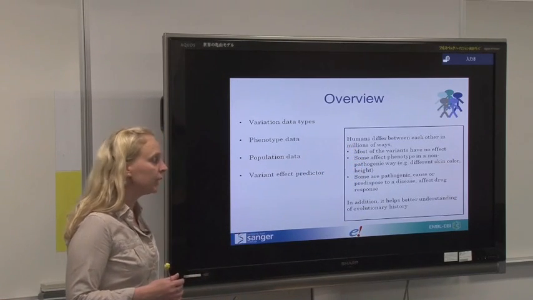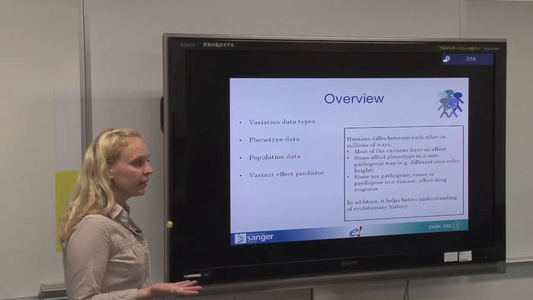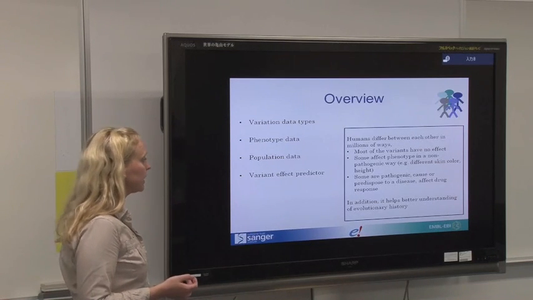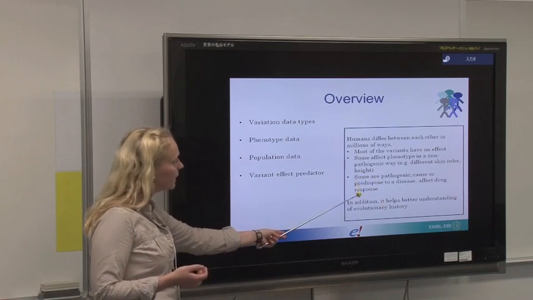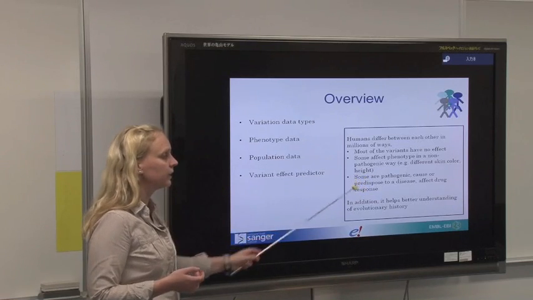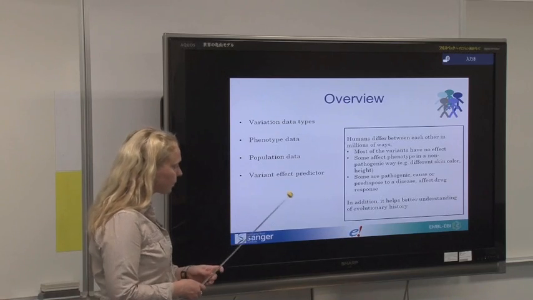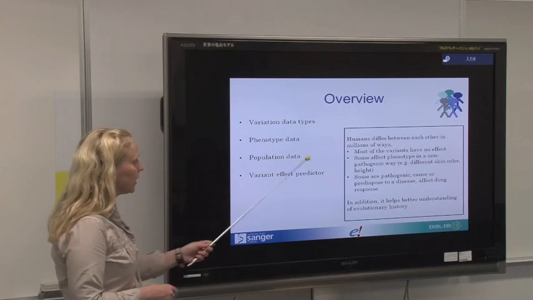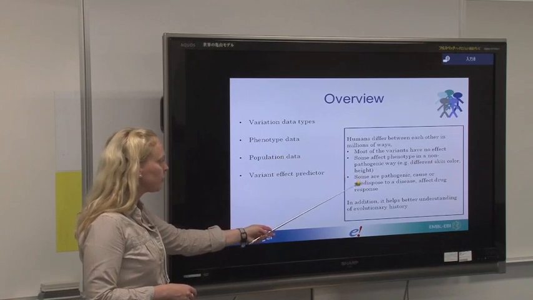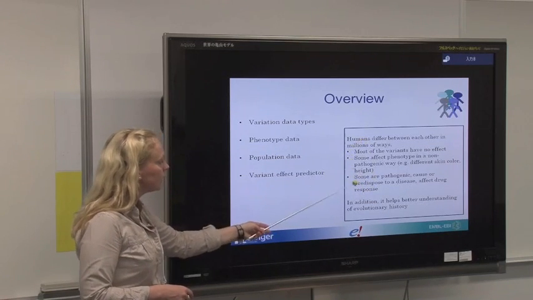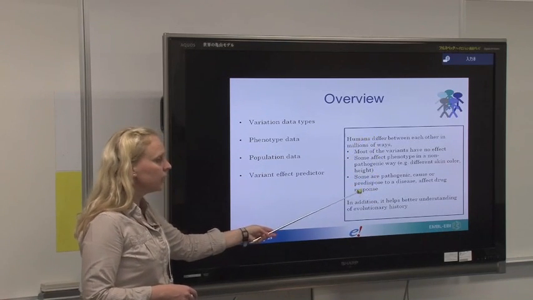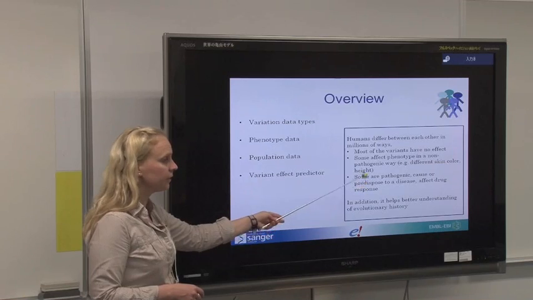impact in a non-pathogenic way. Maybe they affect height, weight, things like that. And then only a very tiny proportion of variants are pathogenic, cause mutations, or sometimes can also affect drug response. All these types in Ensembl are called variants.